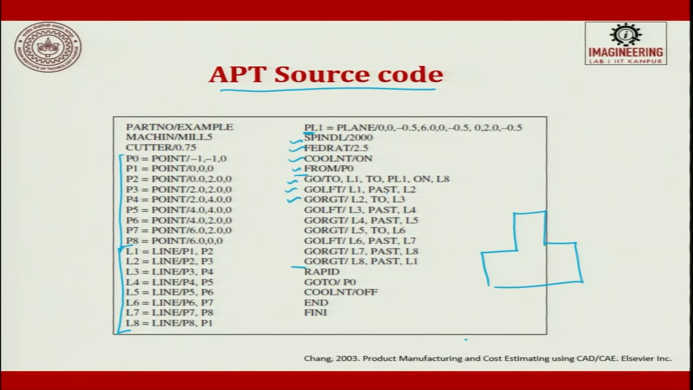It is go left, go right, L1, L2. You have defined all these, N1. So, here you do not use any G codes, M codes, nothing. You use this English language, and then go rapid, it is going out, then go to point 0, coolant is off, end of program, and then finish. So, this is just written in English. This is what we said here.